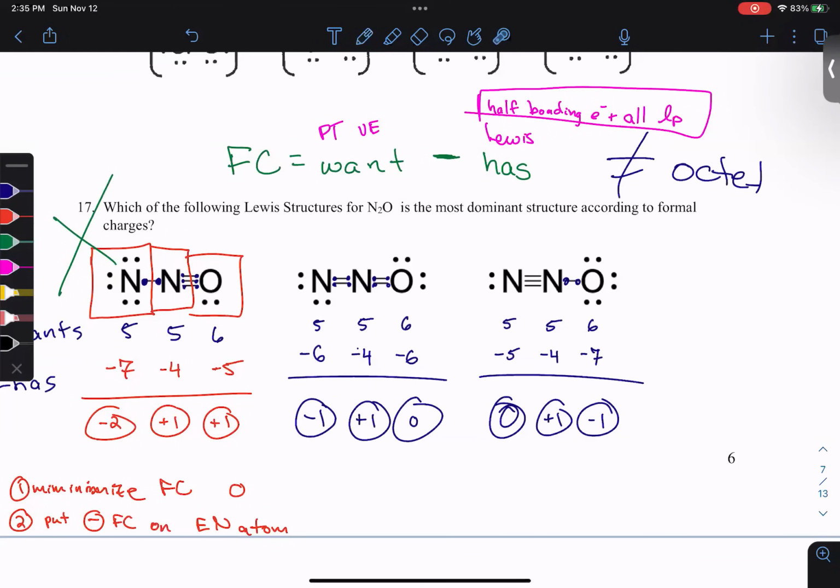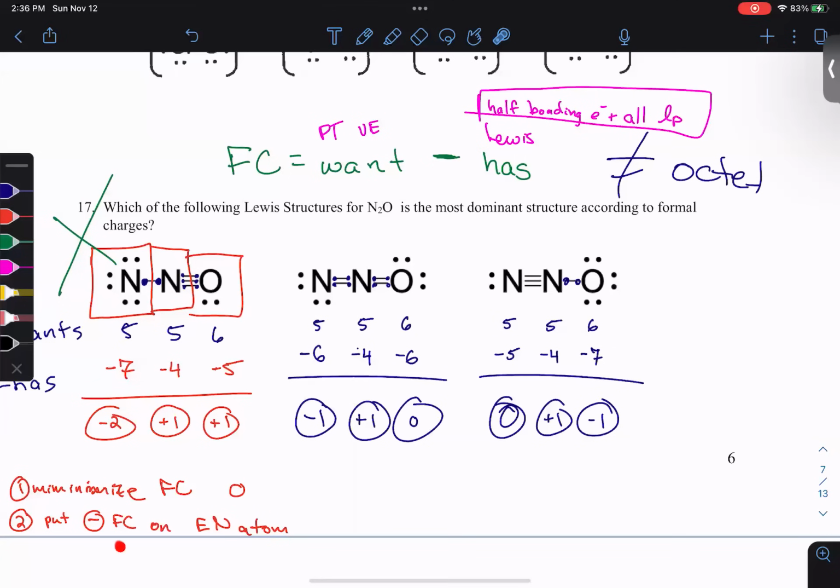But then we have these last two, all right? Can we distinguish between these last two just based on criteria 1, minimize formal charges where 0 is preferred? No, because they both have formal charges present, and they both have a +1 and a -1. So it looks like we can't get around that. We can't make a Lewis structure that has them all be 0, unfortunately. So we have to choose from one of these, right? So that's where we go to the second criteria.